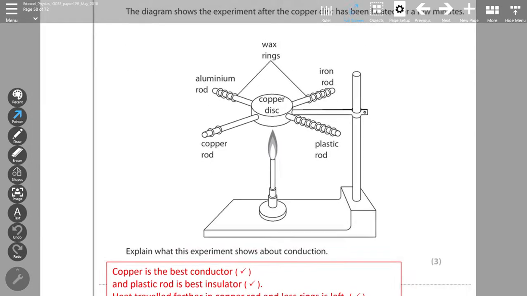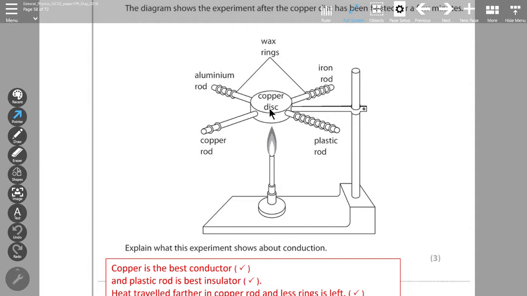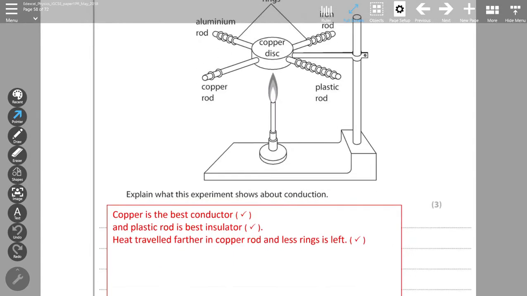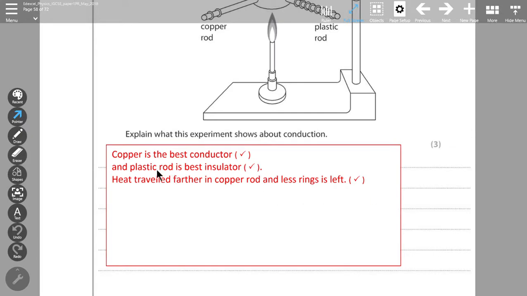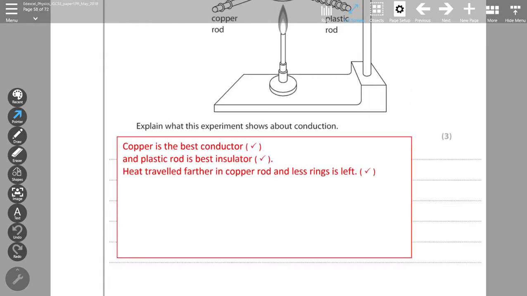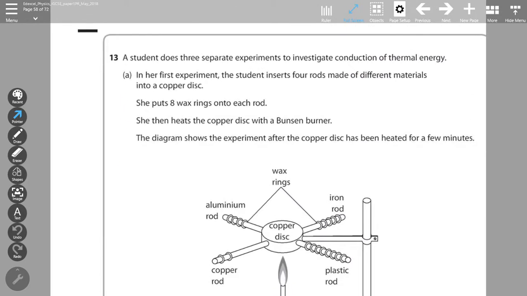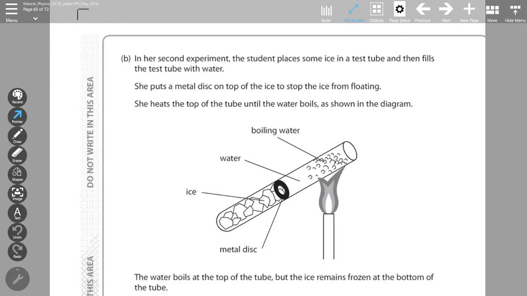So what do we see in this experiment? We see that heat has traveled a longer distance and more wax rings disappeared, melted, for copper, but fewer for plastic. Explain what this experiment shows about conduction. Copper is the best conductor, the plastic rod is the best insulator, heat traveled farther in the copper rod and fewer rings are left.